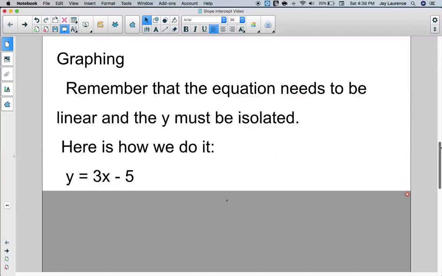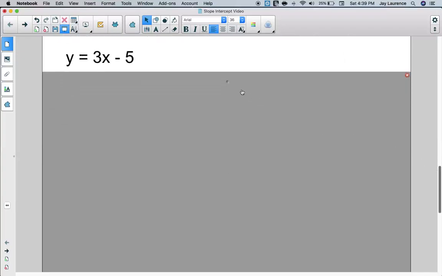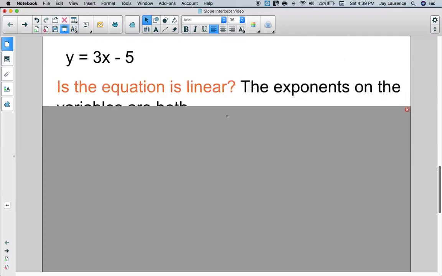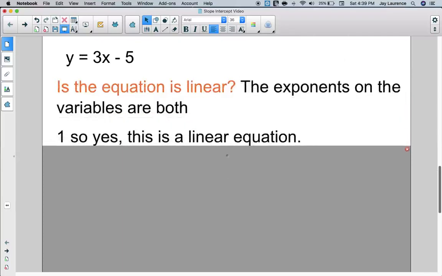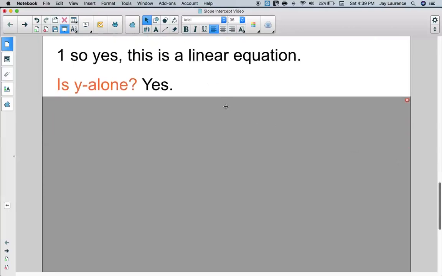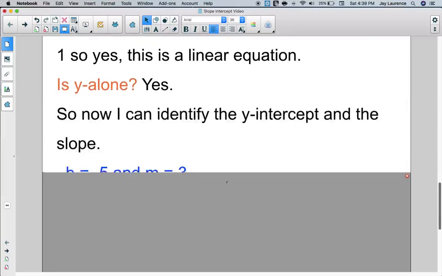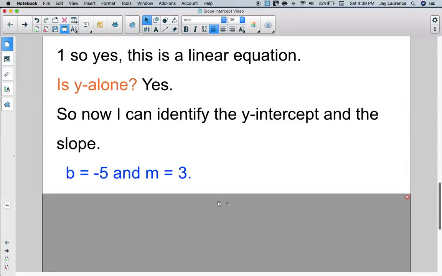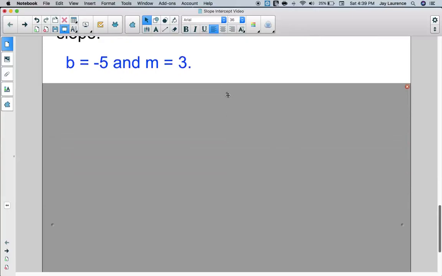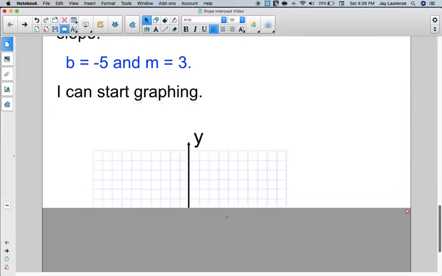To graph, remember that the equation needs to be linear and the y must be isolated. Here is how we do it. So we have this equation, y equals 3x minus 5. I just kind of do a mental check. Is the equation linear? The exponents are both 1, so yes, it is a linear equation. When I graph it, it will make a line. Then I ask myself, is y alone or is y isolated? Yes, it is. So it is in slope-intercept form. And there I identified the y-intercept, b, what I begin with, and the slope, 3. I'm ready to start graphing.